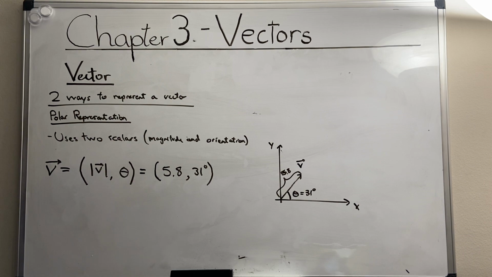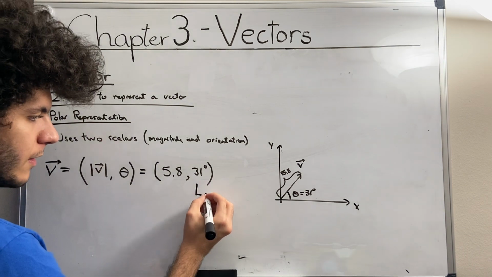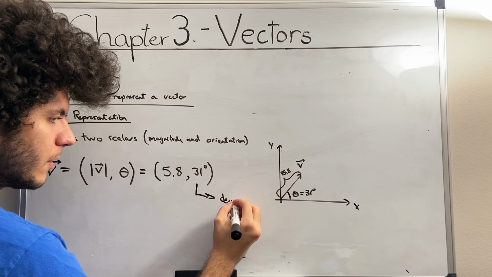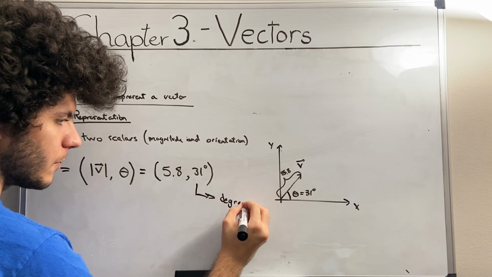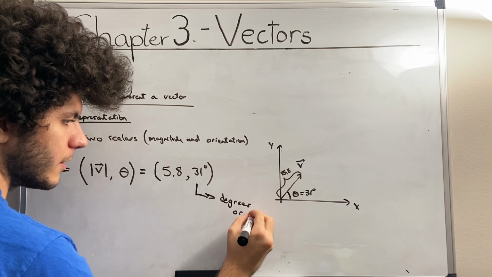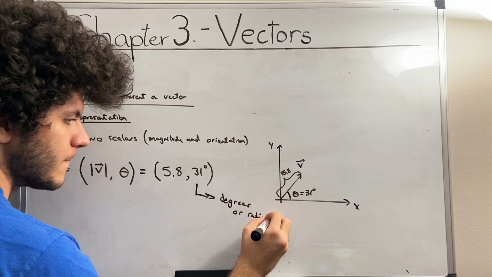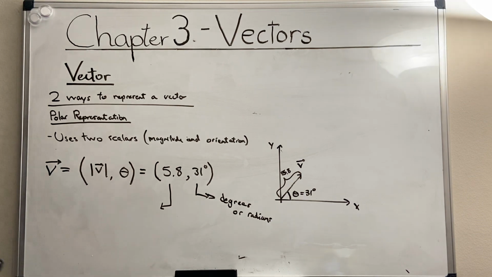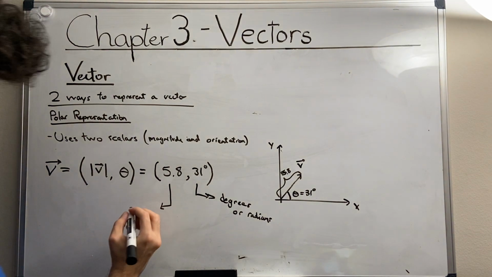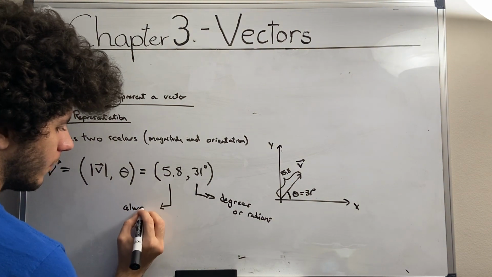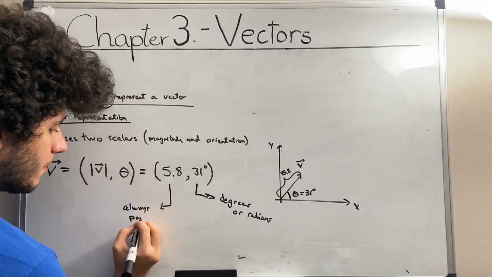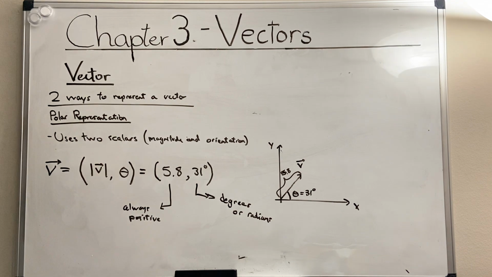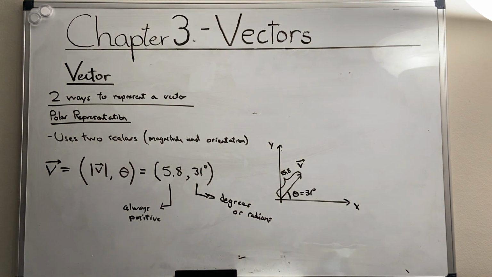Now, it's worth noting that this could be in degrees or radians, and that this number over here, because it's a magnitude, has to be positive. So we'll write always positive. All right, so that's how you use polar representation.